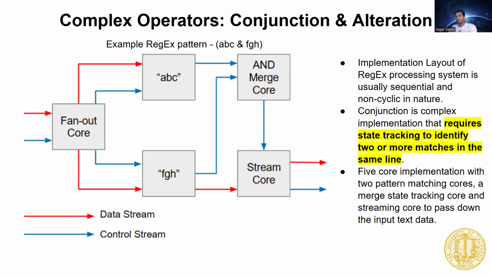And there is a merge core which performs state tracking of these matches that come together associated to a single input line. Once it's able to find the data, it sends this out to the streaming core, which in turn sends your input data and the control data to the next set of kernels that are part of the regex processing chain.